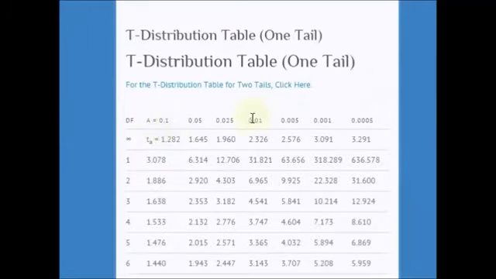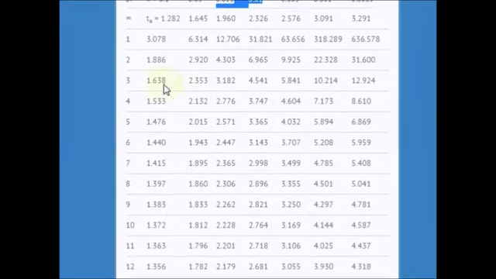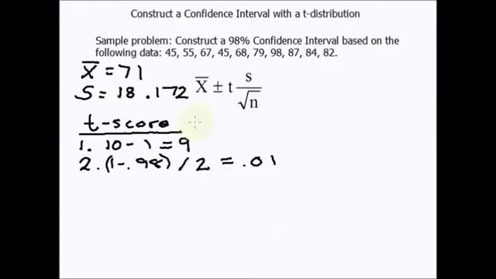Here's my alpha level, 0.01, and if I look down to 9 degrees of freedom, here's the degrees of freedom in this column, I get 2.821. So my t-score is 2.821. Now we have everything we need for the formula.